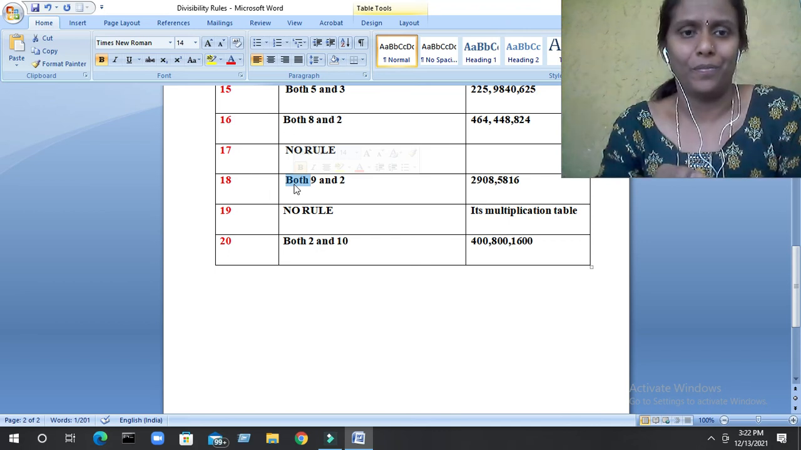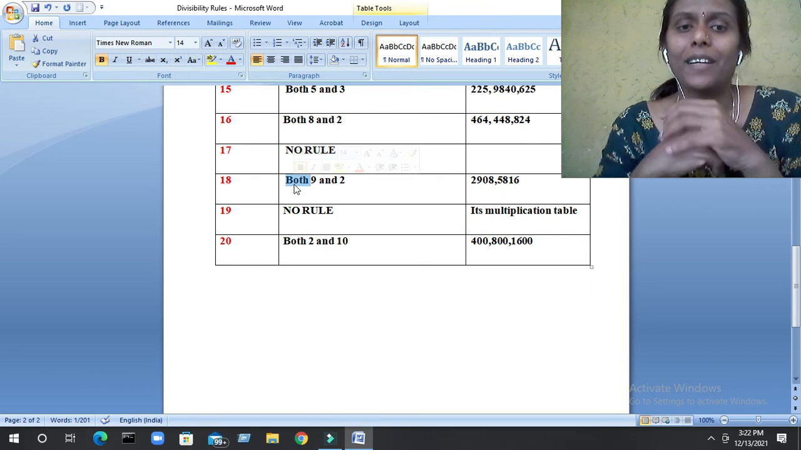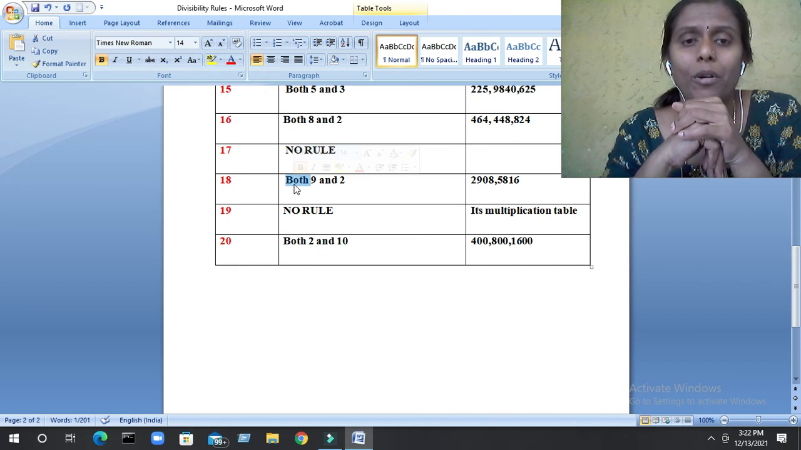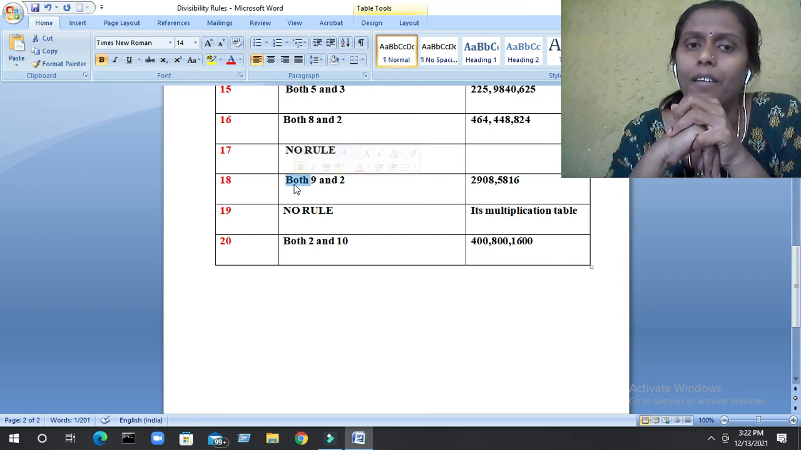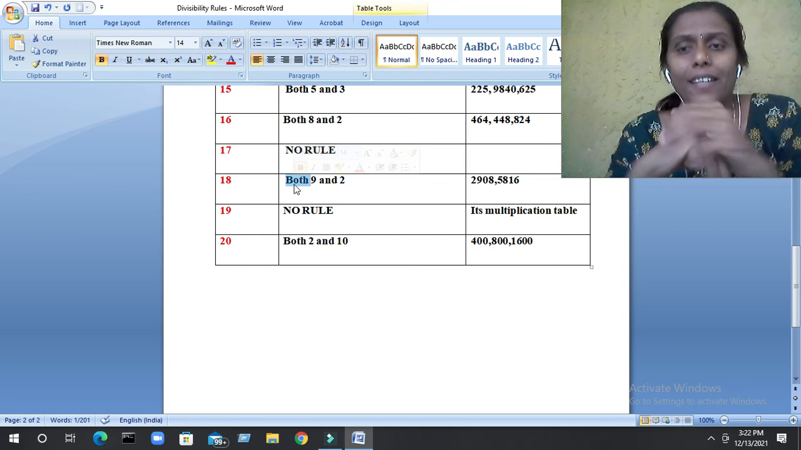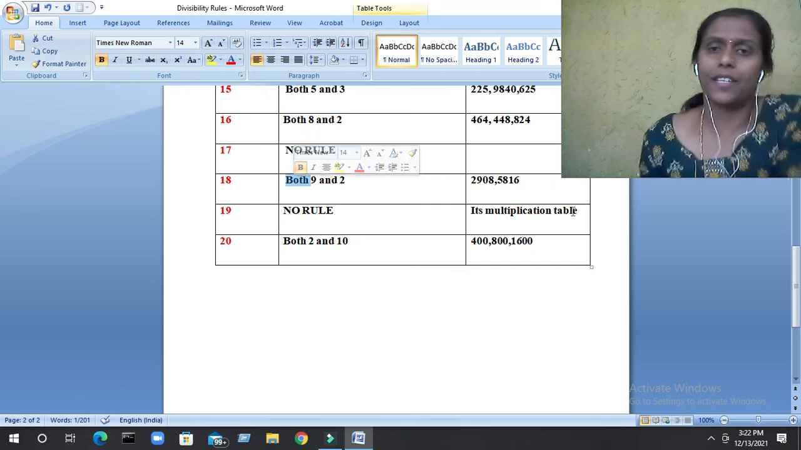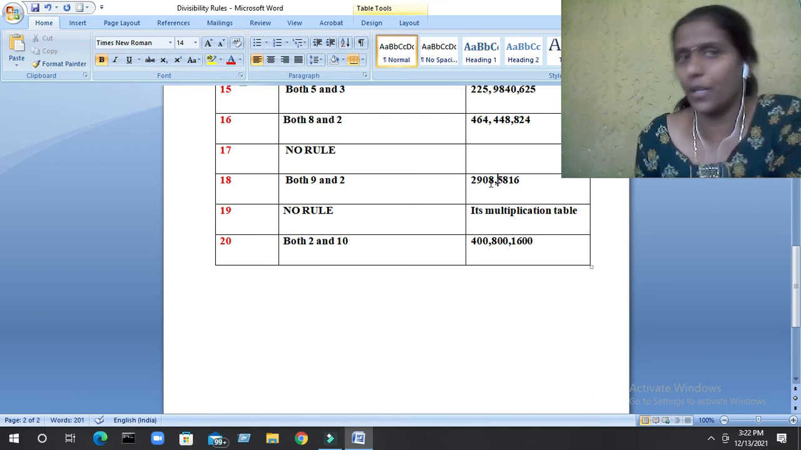If I give any number and ask whether it is getting divided by 18 or not, it means you have to first cross check with 9 and with 2. First do it for 2. What is the rule for 2? The number should be ending with an even number. So here in the first example, if we take 2908, yes, 8 is an even number. So yes, you can easily say this number 2908 is getting divided by 2.